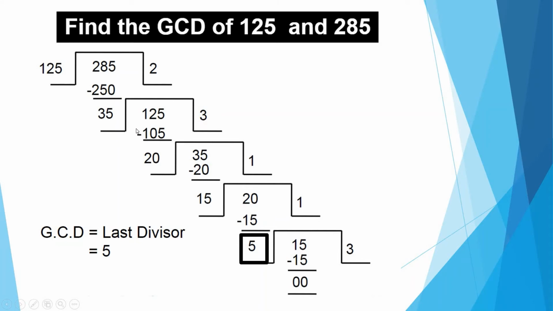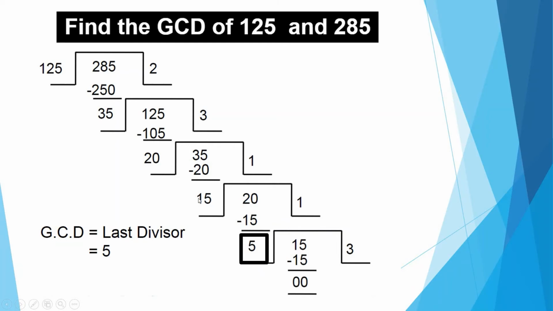When it goes 3 times, we get 105, and when we subtract 105 from 125, we get 20. Again, same process. 20 will be the remainder, and here we have 35 as the divisor, so we bring this 35 as the dividend. When we divide, 20 ones are 20, remainder 15, and here we have 20 as the divisor. We bring this 20 as the dividend. So 15 ones are 15, and 20 minus 15 is 5.